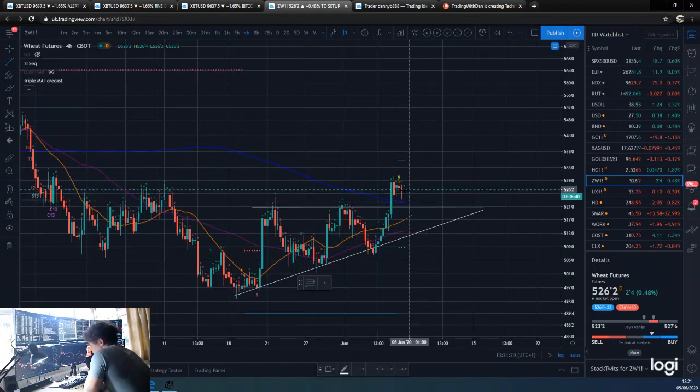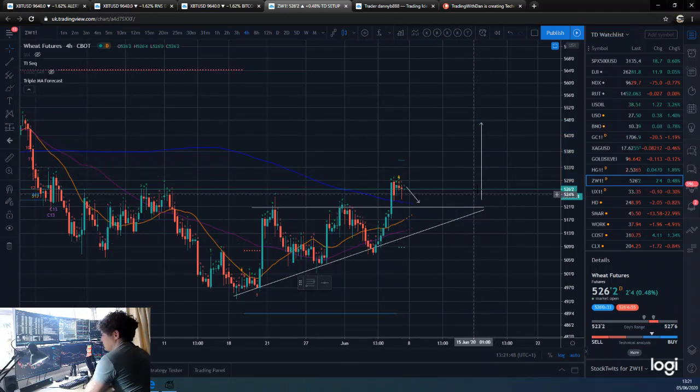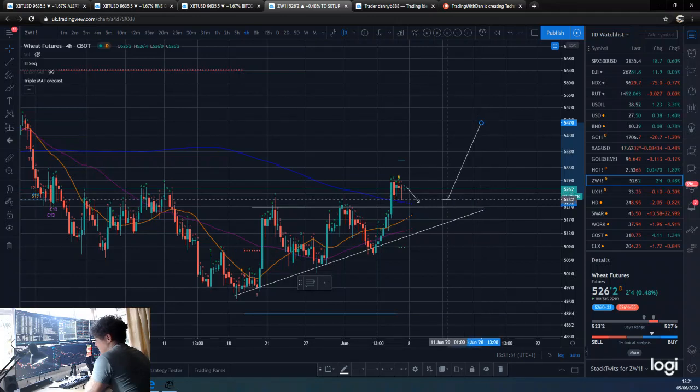So what we are maybe getting, or maybe what we've already had, is a test of this, and then we will meet what will be our targeted move off this triangle. Of basically up to about here. So this is what we're looking at. That's the level. That's the target. Potential retrace down to here, and then onwards and upwards to that target.